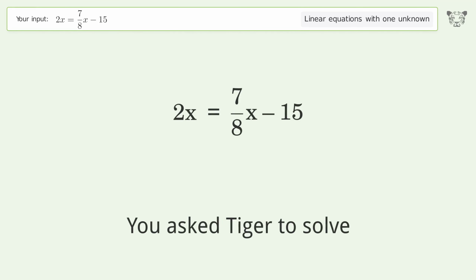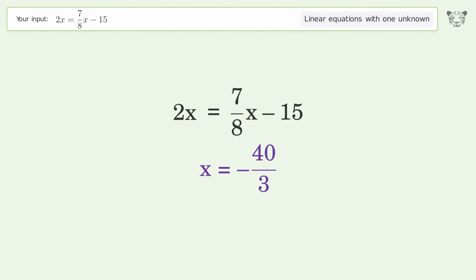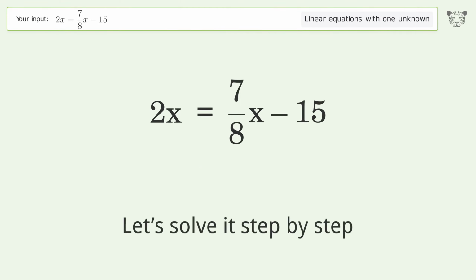You ask Tiger to solve. This deals with linear equations with one unknown. The final result is x equals -40/3. Let's solve it step by step.